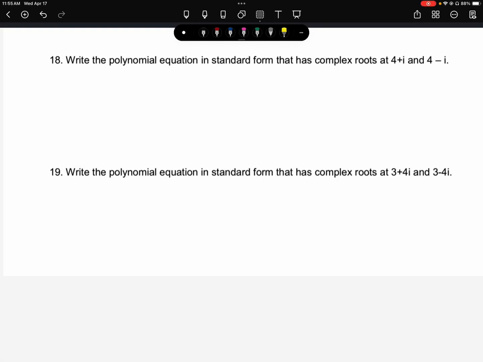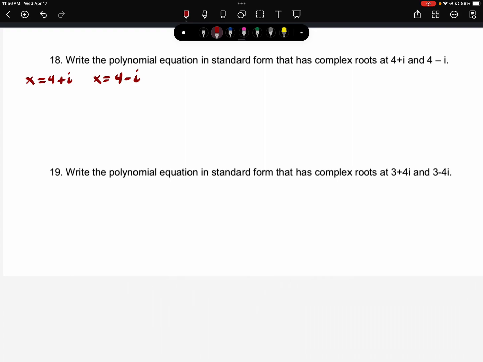These are problems 18 and 19 from the Chapter 8, Section 1 practice review. Number 18 reads, write the polynomial equation in standard form that has complex roots at 4 plus i and 4 minus i. All right, so we know that we've got two roots, and we're writing the equation of a polynomial in standard form. So our roots, x equals 4 plus i, and x equals 4 minus i.